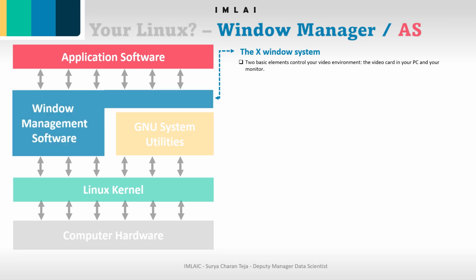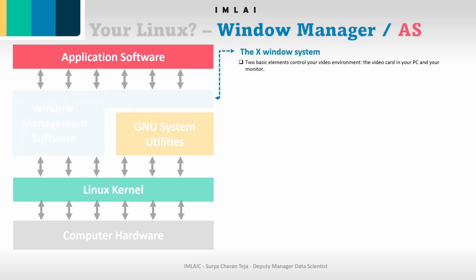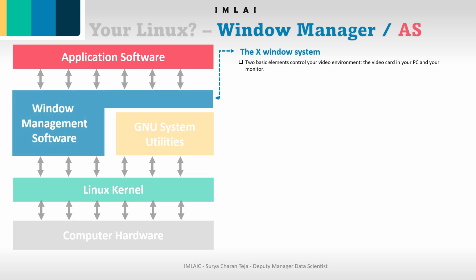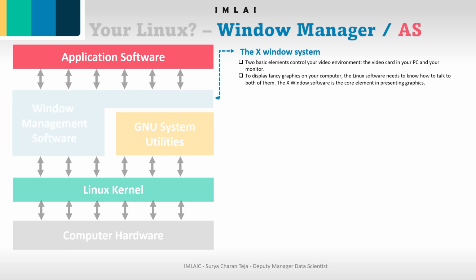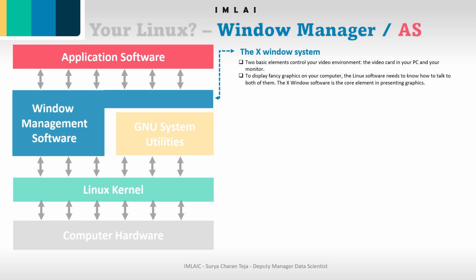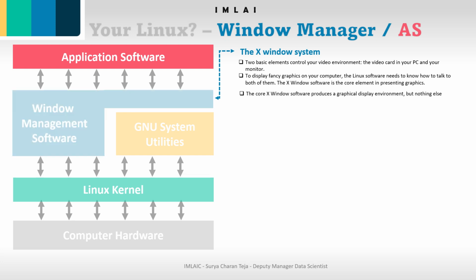The X window system consists of two basic elements. One controls your video environment, the video card in your PC and your monitor, and displays fancy graphics on your computer. The Linux software needs to know how to talk to both of them. The X window software is the core element in presenting graphics. It produces a graphical display environment and controls how Linux applications can present fancy windows and graphics on your computer.